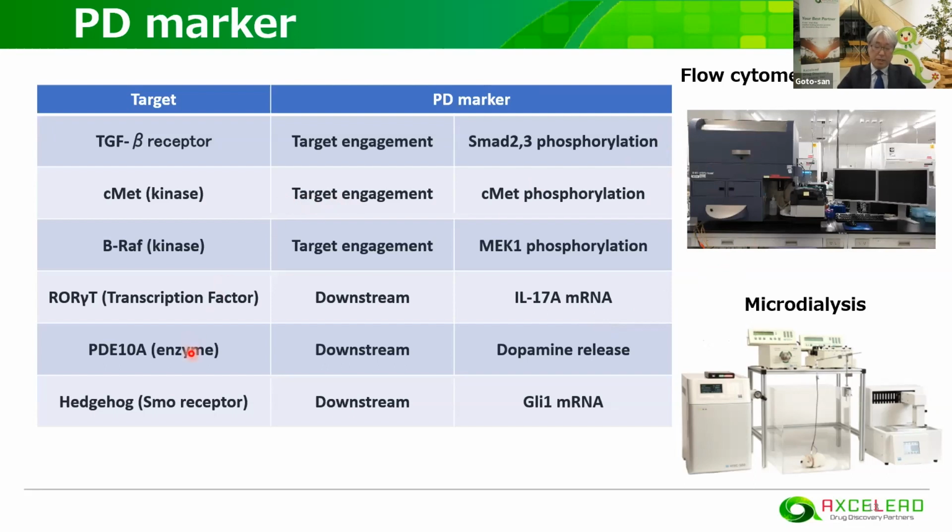As for the PDE10A inhibitor mentioned earlier, the release of dopamine in the brain can be measured as a PD marker as shown here. This dopamine release can be detected by this microdialysis system. By implanting a special probe in a specific part of the brain, this system can measure the neurotransmitter with anesthesia. Furthermore, this system can also measure extracellular compound concentration in the brain. So this system can detect PK/PD in the brain at the same time.